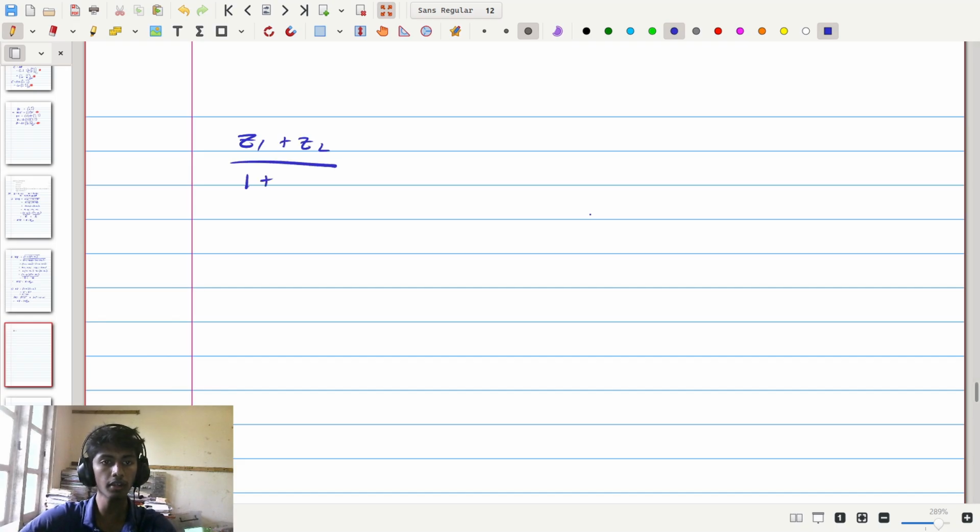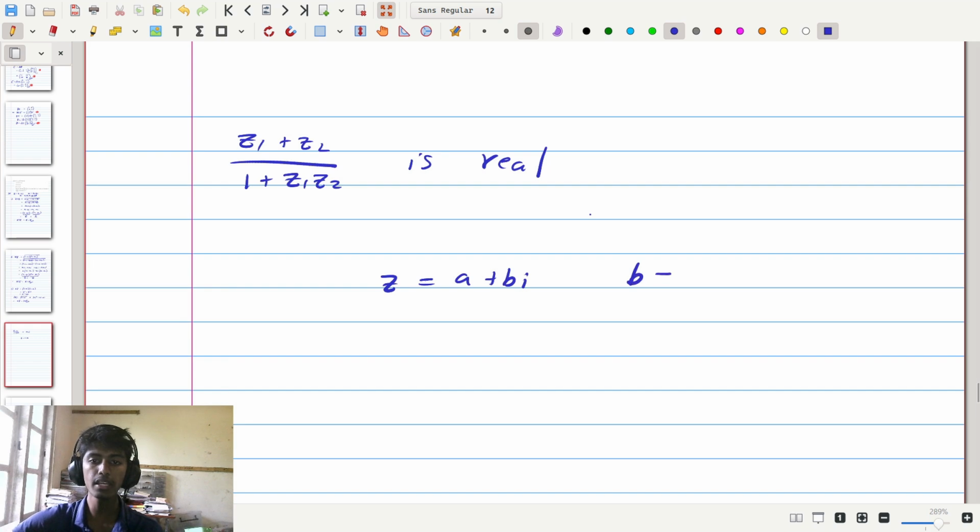So going down, what we know is that z1 plus z2 divided by 1 plus z1 z2 is real. Thinking for a moment about what real means, a real number is a number in the complex plane of the form z equals a plus bi, where b is equal to 0. That is what a real number is. Considering that, z conjugate is going to be equal to a minus bi, but since b is equal to 0, this part is equal to 0, and therefore z is equal to a and z conjugate is also equal to a. Therefore, for a real number, z is equal to z conjugate.